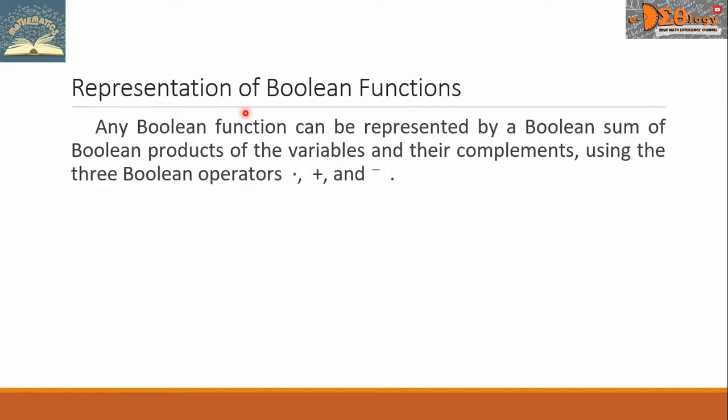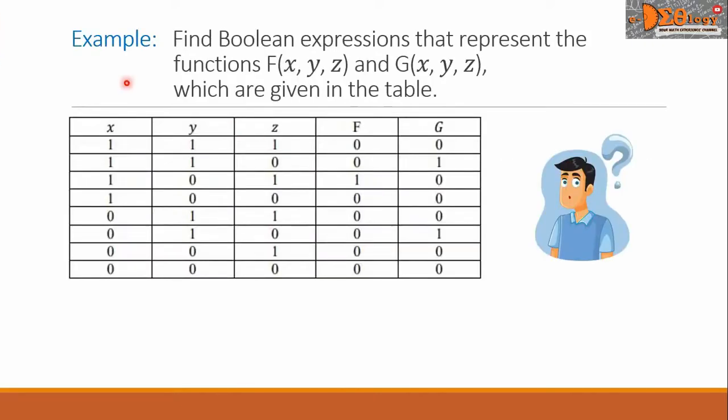Any Boolean function can be represented by a Boolean sum of Boolean products of the variables and their complements using the three Boolean operators: the dot for Boolean product, the plus for Boolean sum, and the bar for the complement. Let us see this example.